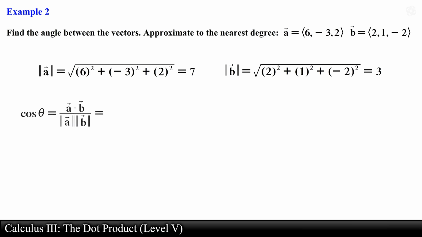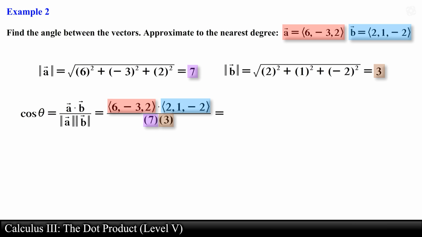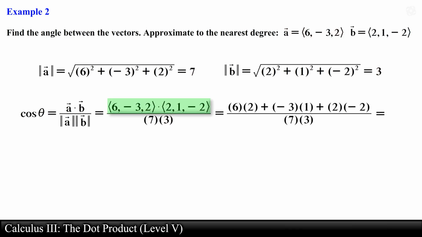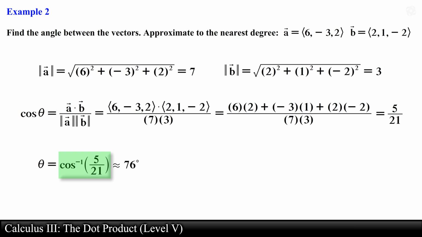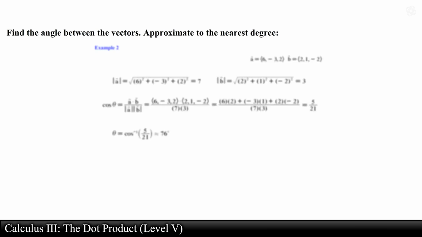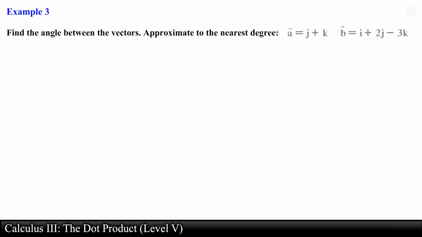Next, let's go ahead and use the rearranged geometric definition of the dot product and substitute the various values on the right side of the expression. The dot product between vector A and vector B simplifies to 5, and the product of the vectors' magnitudes simplifies to 21. Finally, it is just a matter of taking inverse cosine of both sides. Rounding to the nearest degree, we obtain 76 degrees as the final answer. Alright, let's try the next example.